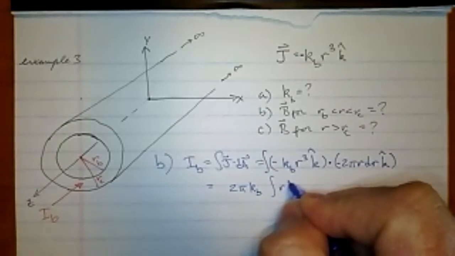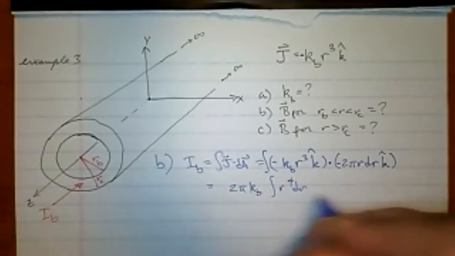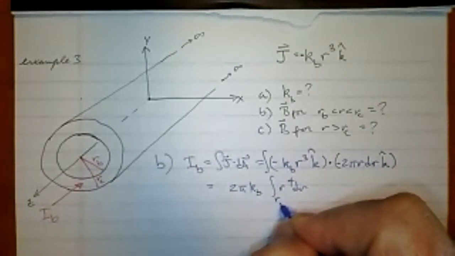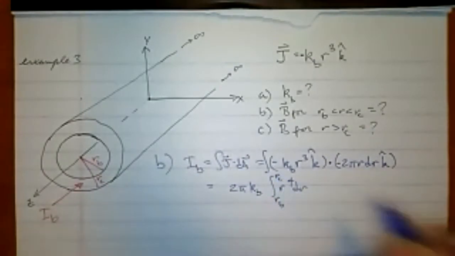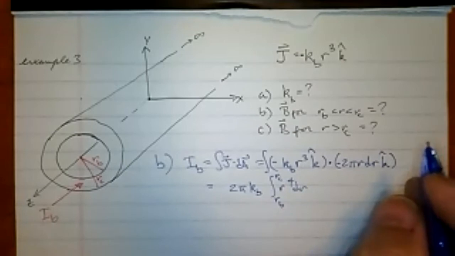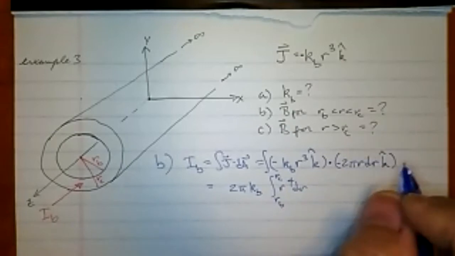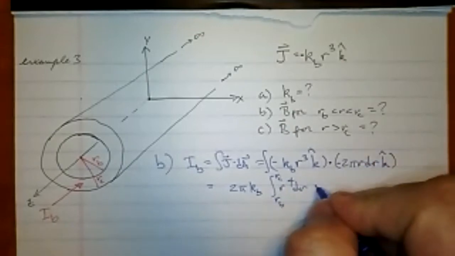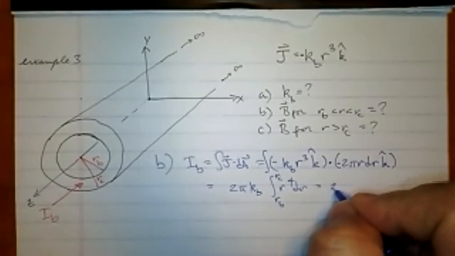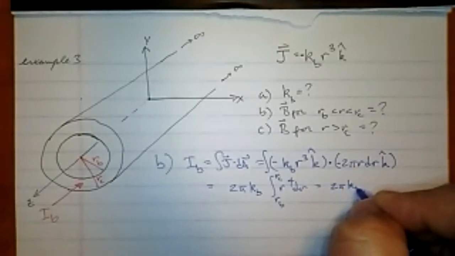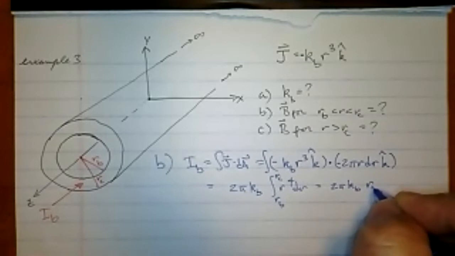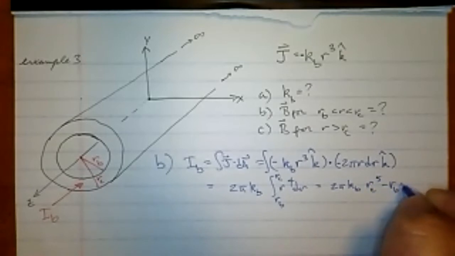I get the integral of r to the 4th dr from R_B to R_C. That's the big difference here. So now we're going to get something ugly. We're going to have actually two terms, in other words. So now with this, I get 2 pi K_B times R_C to the 5th minus R_B to the 5th.